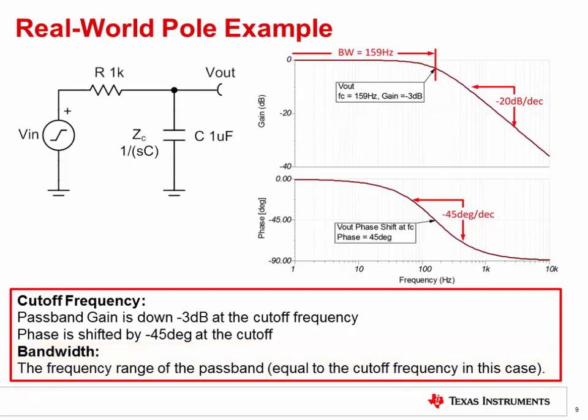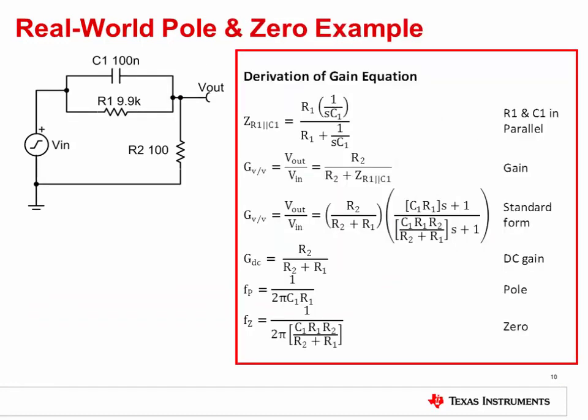In later videos, we will discuss different types of filters. For some filters, such as bandpass filters, the bandwidth definition will include both a lower and upper cutoff frequency. Ideally, we would present a simple circuit that would demonstrate a zero. However, there is no simple real-world circuit that generates a zero. The circuit presented here contains both a pole and a zero.